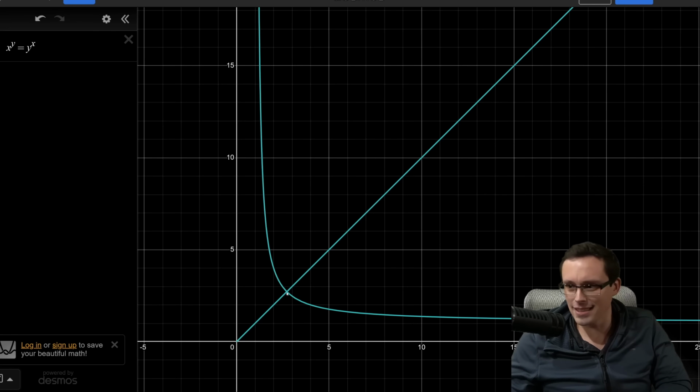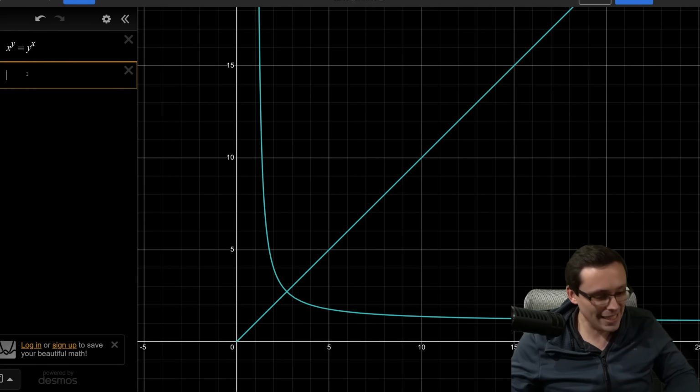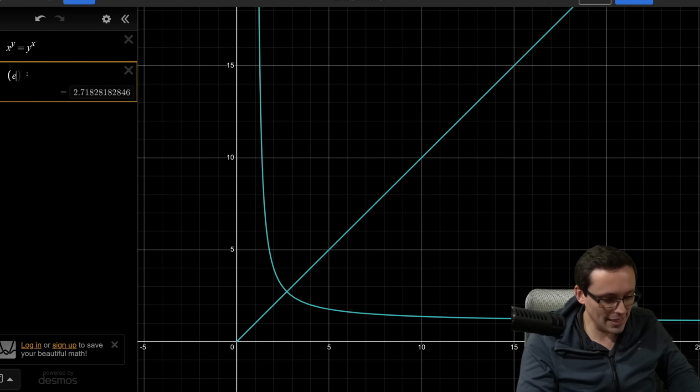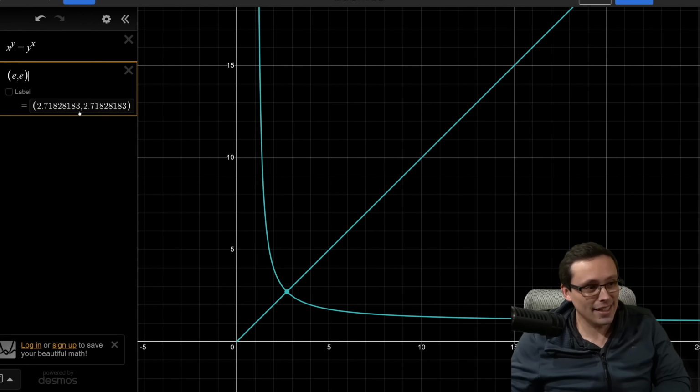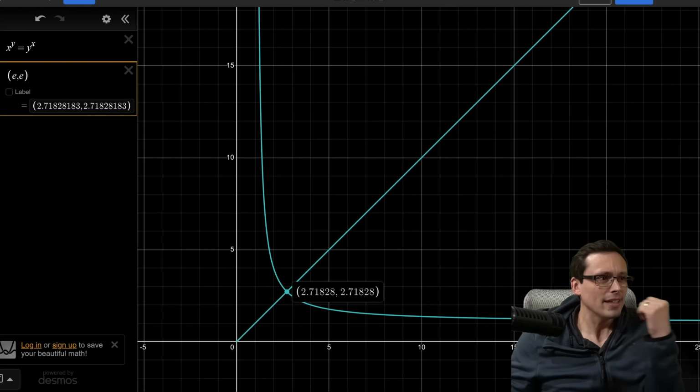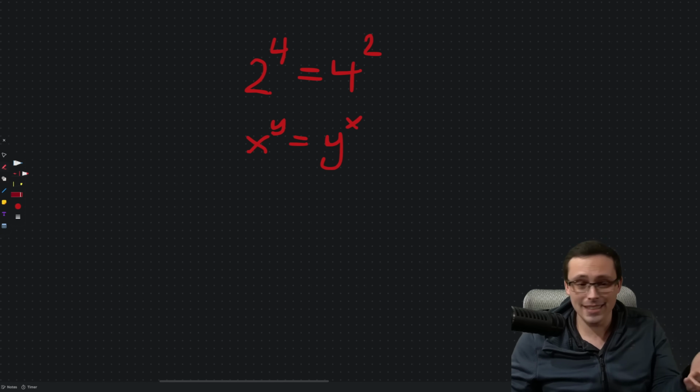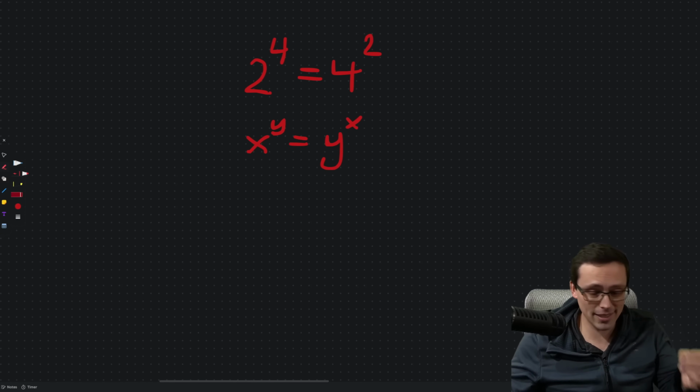Also, I suspected that this point was probably (e, e). Now, do you know what e is? It's an interesting number, comes up a lot. And it does seem like that is the point (e, e). So can we get any kind of insight into this and what's happening algebraically?